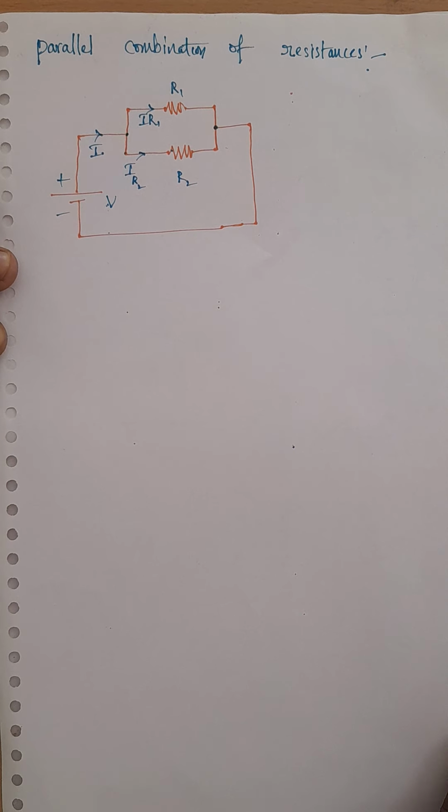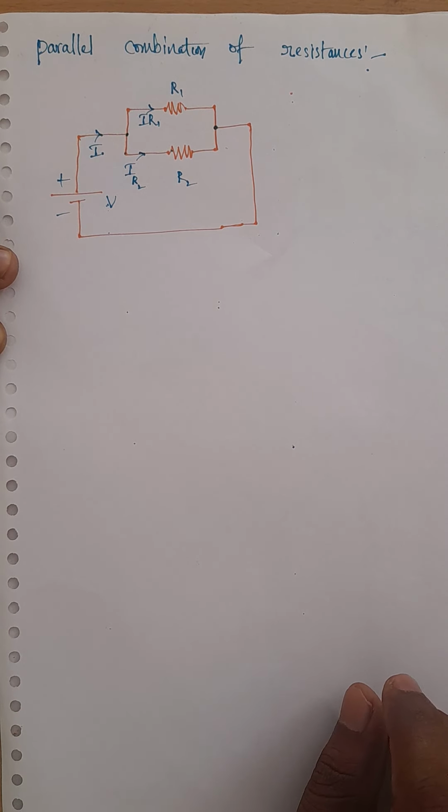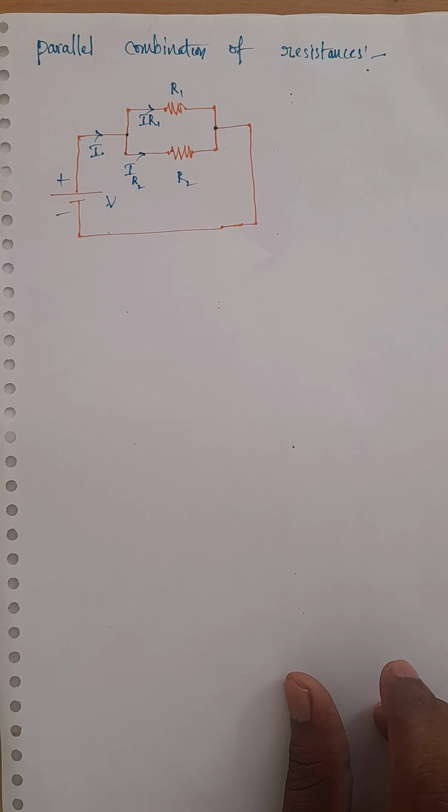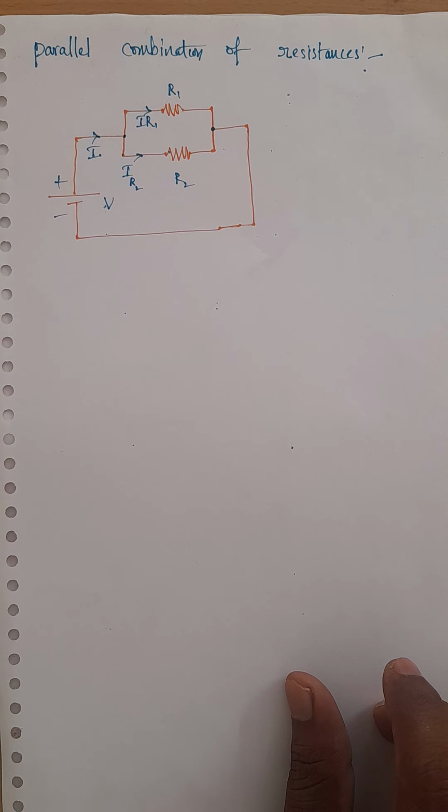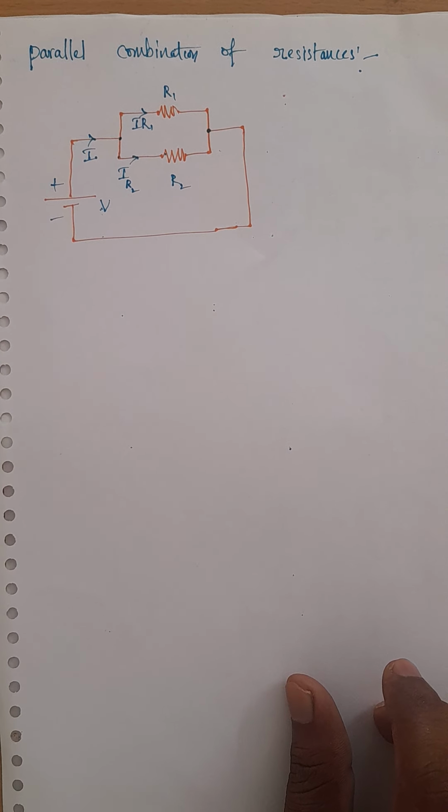So today we are going to discuss one of the topics, that is nothing but the parallel combination of resistances. In the previous video we discussed the series combination of resistances. Now we are focusing on the parallel combination of resistances. In this video we will identify the current passing through the corresponding parallel circuit, what about the resistance, and what is the power present in the corresponding parallel circuit. These are some of the considerations.